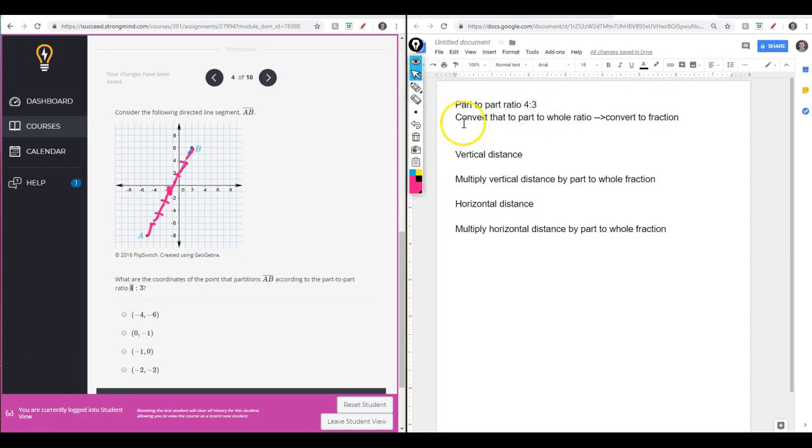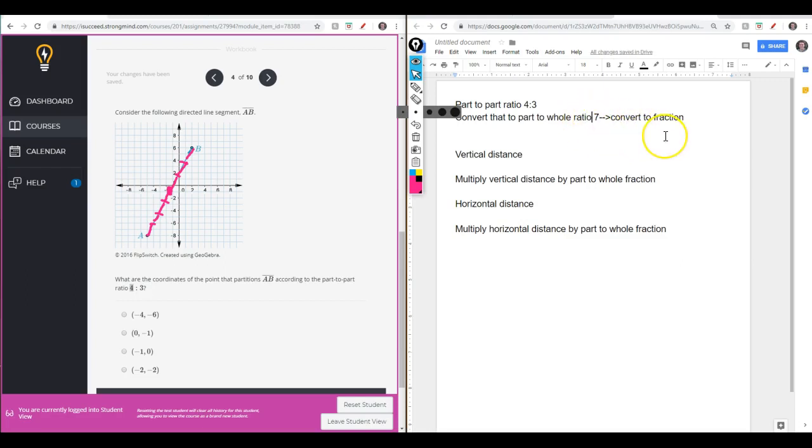So the first thing that I do is I convert it to a part-to-whole ratio. So how many total segments are there? Well, there's 4 before the point and 3 after. So there's a total of 7. 4 plus 3 is equal to 7.